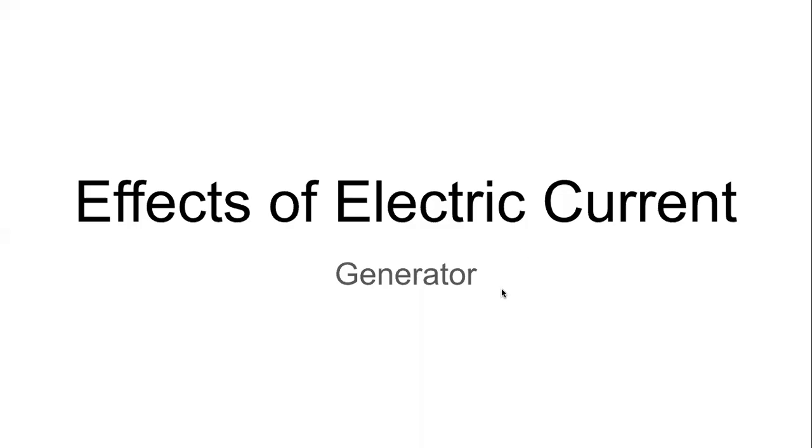We are studying chapter number 4 in Science 1, which is effects of electric current. We have almost completed all the theory, all the information that is there. Just one major topic remains. We will cover that today.